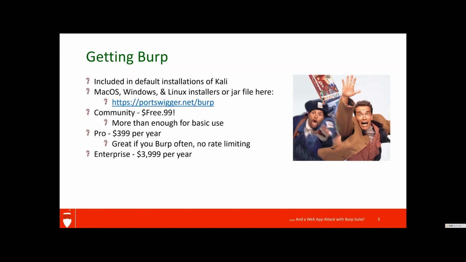There are three main versions. The community version is free. It is more than enough for the basic average use, especially if you're just getting started with Burp Suite. But the pro version is $399 a year. It is a really great tool, and it's well worth the cost if you use Burp often or you're trying to do more automated attacks where you don't want to have some of the rate limiting that we'll see here coming up in a few slides. There is also an enterprise version that runs you about $4 grand a year.